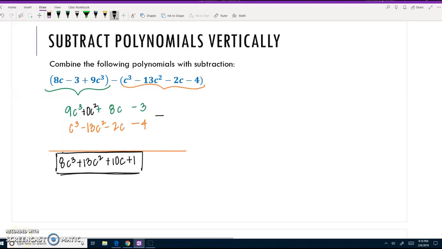All right, guys, that last example, number 4, cut off when we were doing -3 minus -4. So this operation piece right here, -3 minus -4, really means we're taking -3 and adding 4. So that's going to get us to +1 down here. So our final answer on this subtraction problem should be 8c cubed plus 13c squared plus 10c plus 1.